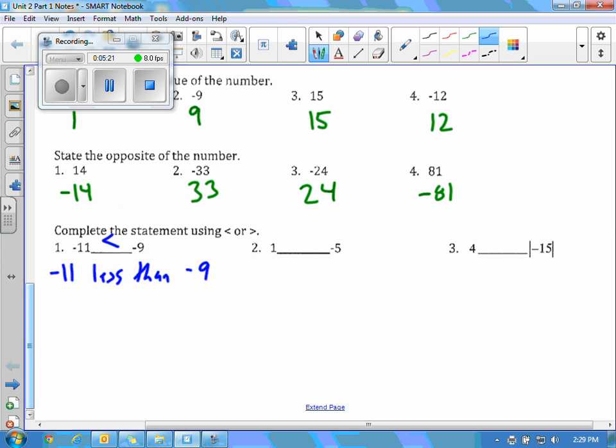For number 2, I have 1 and negative 5. If you have a positive and a negative, the positive number is always going to be bigger. So this would read 1 is greater than negative 5. For number 3, we have 4 and the absolute value of negative 15. We need to start by finding the absolute value of negative 15, which would be positive 15. And 15 is greater than 4.